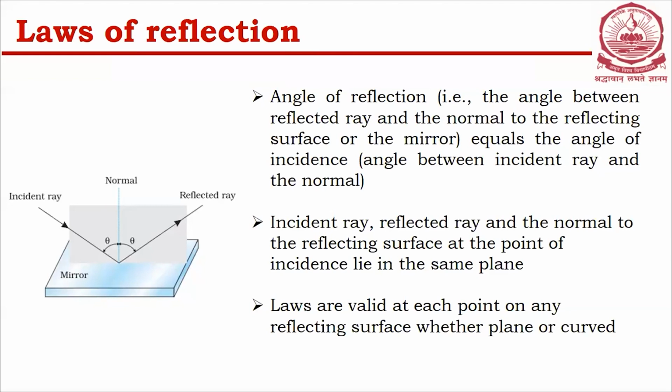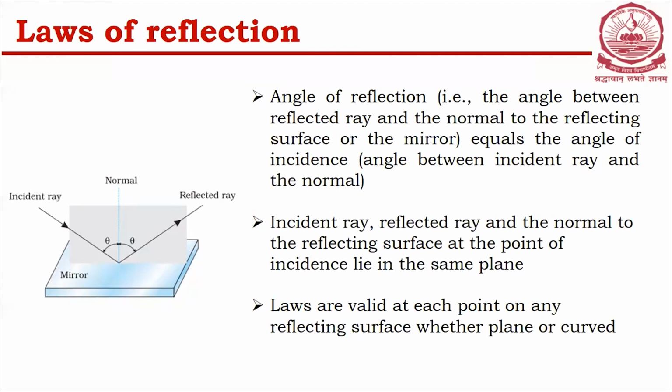One is the angle of reflection is equal to the angle of incidence, and the incident ray, reflected ray, and normal all lie in the same plane. These laws are valid at each point on any reflecting surface, whether it is a plane or curved surface. Even for concave mirrors or convex mirrors, the law remains the same.